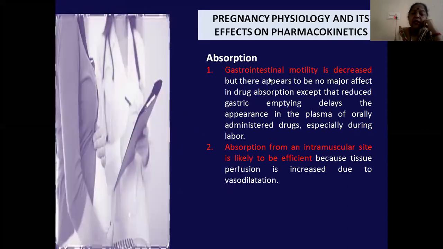If you see gastrointestinal motility, it is decreased, but there is no major effect on drug absorption. Because of the reduced gastric emptying, there is a delayed appearance in the plasma. So orally administered drugs, especially during labor, appear in the plasma late. This is a very important thing you should know. Second, when you are giving intramuscular injections, tissue perfusion is increased because of vasodilatation, so they might be effective sooner.